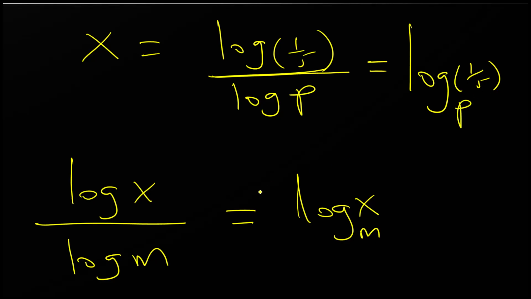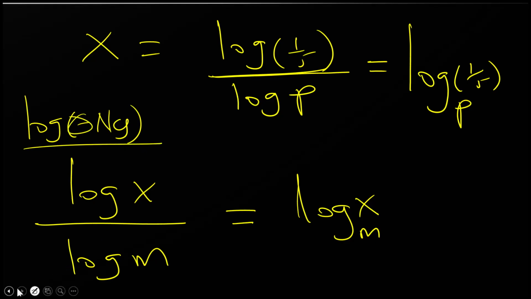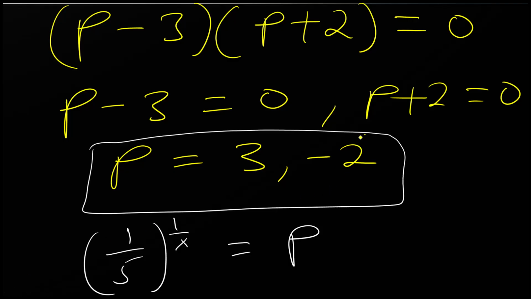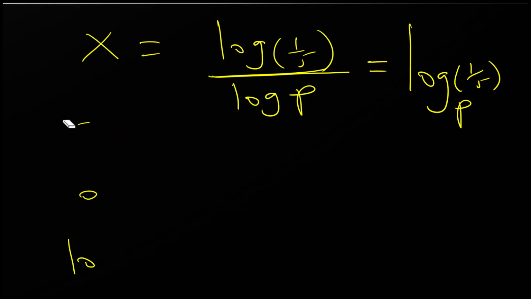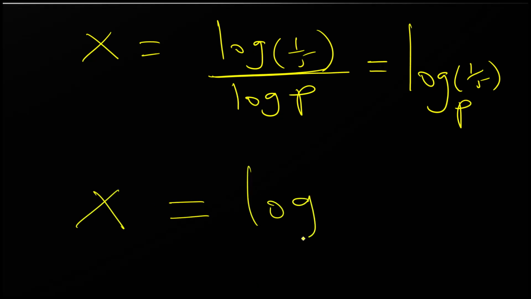But what is p? Before that, remember you can't take log of a negative number. So it doesn't exist. So of the two answers, we omit the minus 2 and pick the 3. So the final answer here will be x equals log 1 on 5 to base p, that is 3. So this is the final answer.